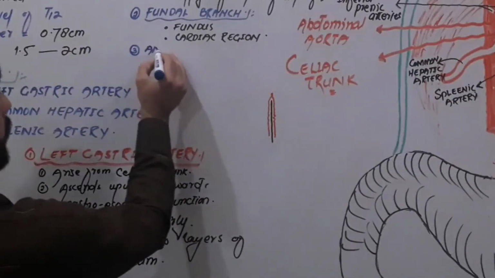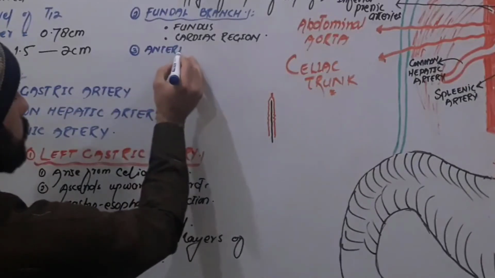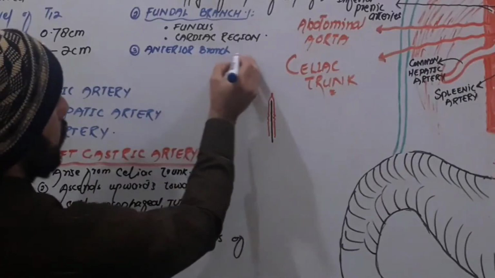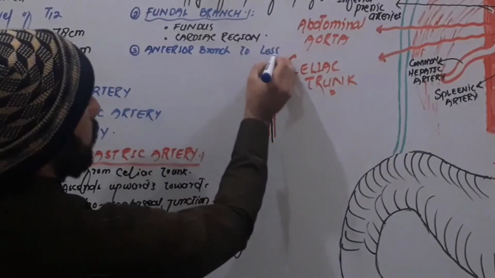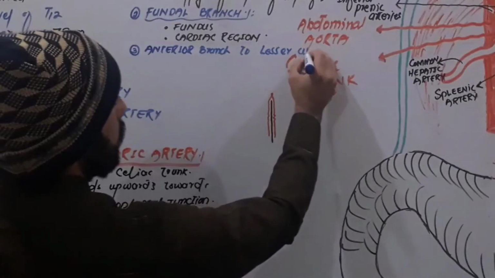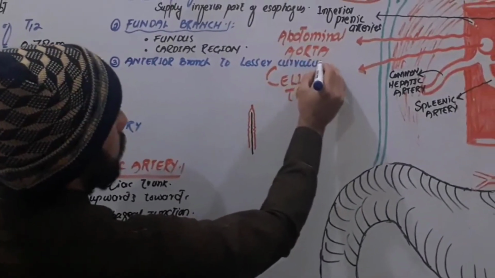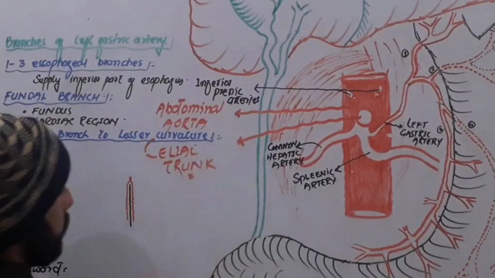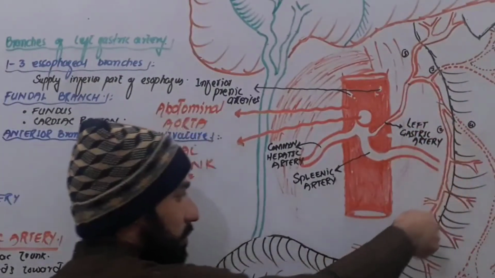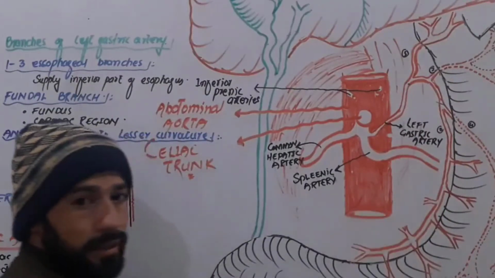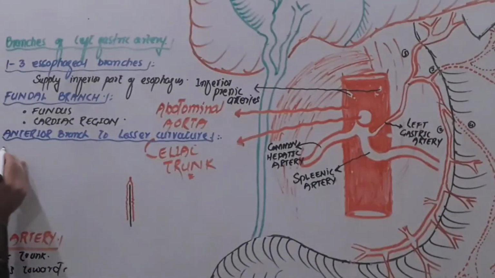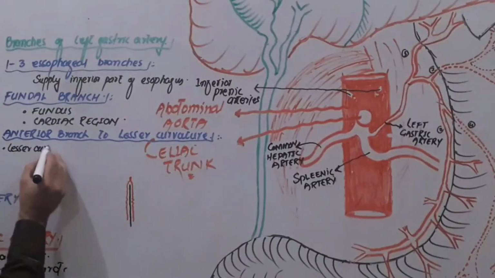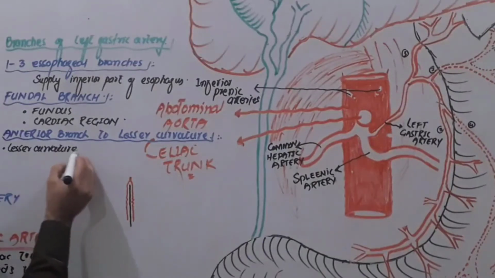I'm writing here: anterior branch to lesser curvature. This artery supplies blood to the lesser curvature of the stomach anteriorly, right? Let me write here, it supplies blood to the lesser curvature anteriorly.